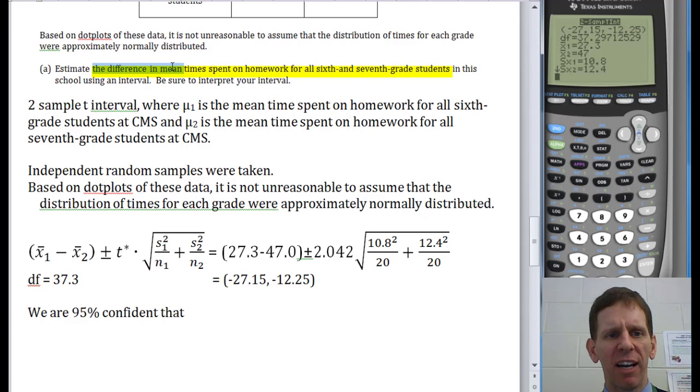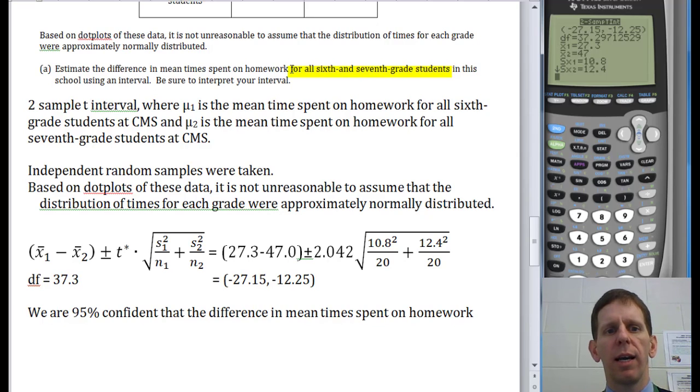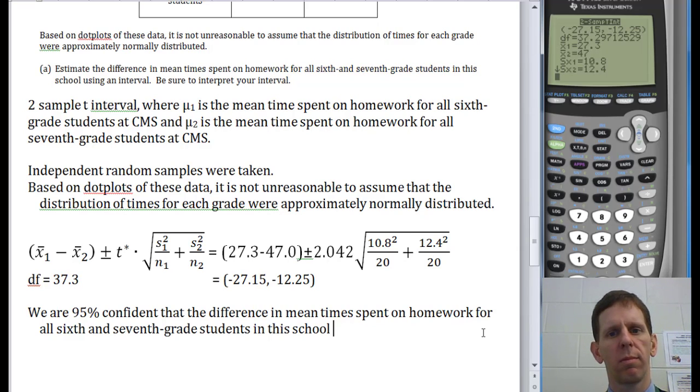So I'm going to again kind of plagiarize this. We can't really copy what we have from the first line for this type of interval, but we're going to kind of use what's listed in the question. We're 95% confident that the difference in mean time spent on homework. And I do like to include this little blurb about the population for all 6th and 7th grade students in this school. And now we can list the interval. Is between the two numbers we got, negative 27.15 and negative 12.25.